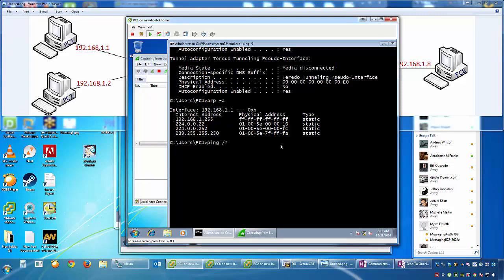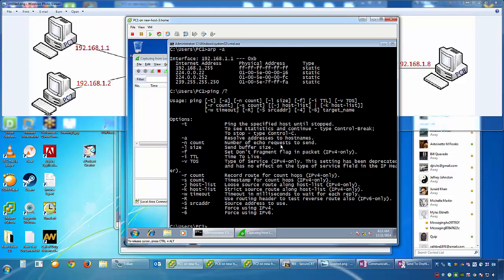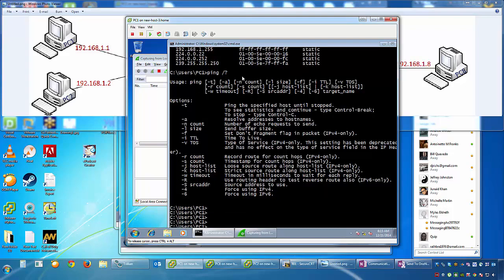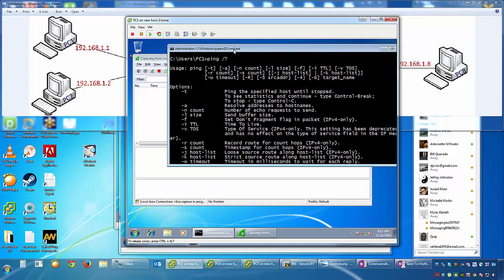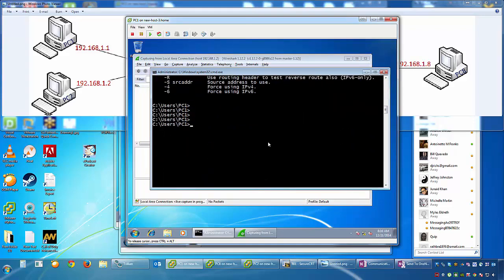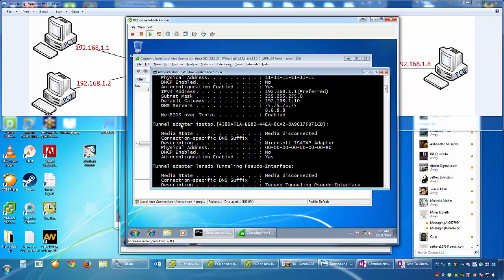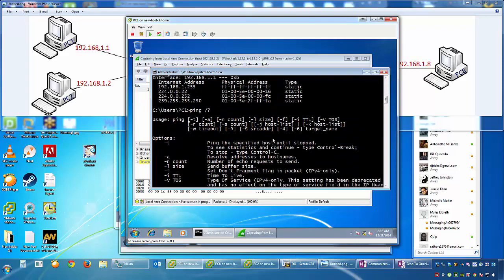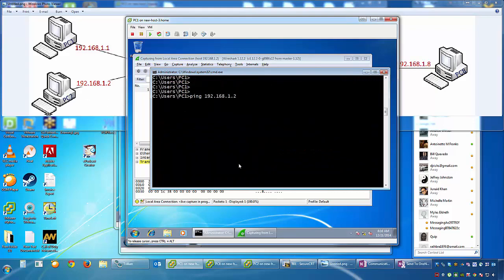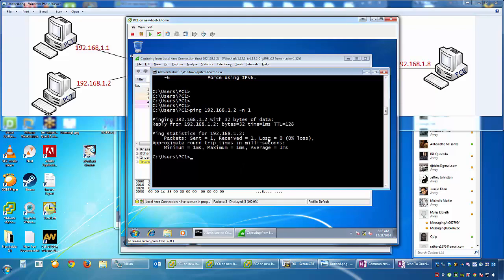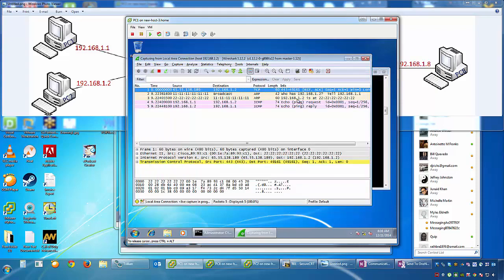Now I'm going to look at this ping command, because I only want to do a count of 1. So let's go ahead and shrink this just a little bit, and let's ping 192.168.1.2. And who am I again? I am 1.1. So I'm coming from this PC over to here. I'm going to do a -n for count and say 1. So I did one ping.